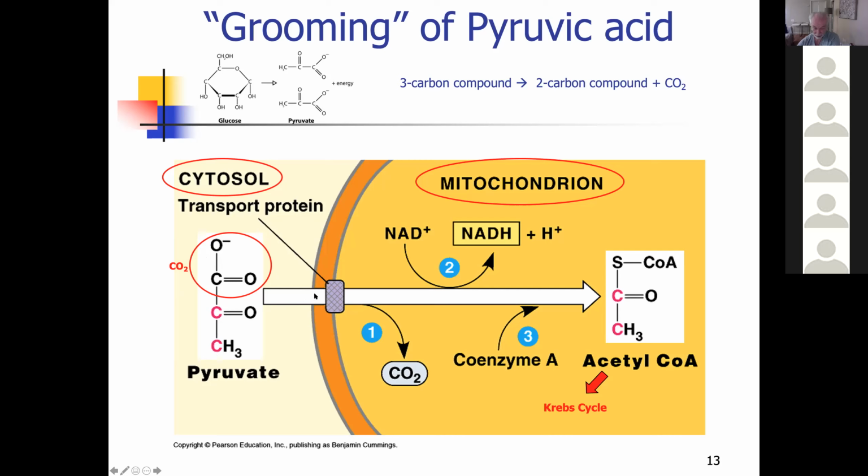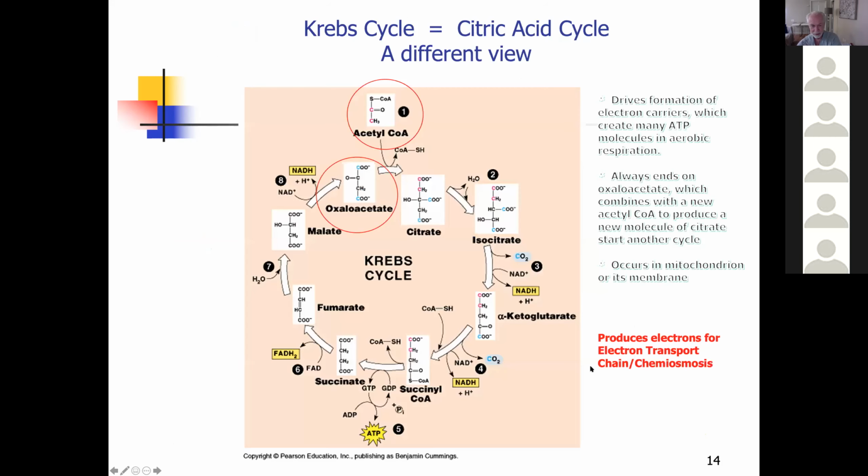So the pyruvate can cross the membrane into the mitochondrion. And when it does so, this carboxyl splits off as carbon dioxide, and NADH plus protons are generated. And now we have acetyl-CoA, which is the first step in the Krebs cycle. And that is here, the Krebs cycle. Here is acetyl-CoA, a 2-carbon compound.